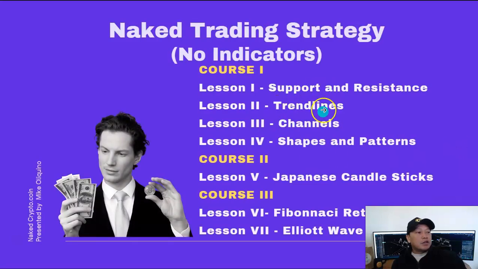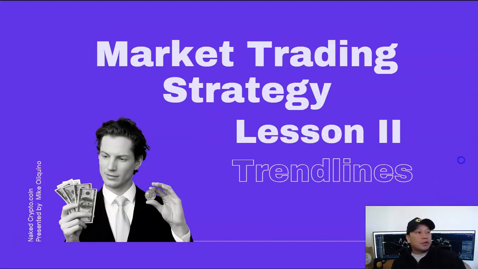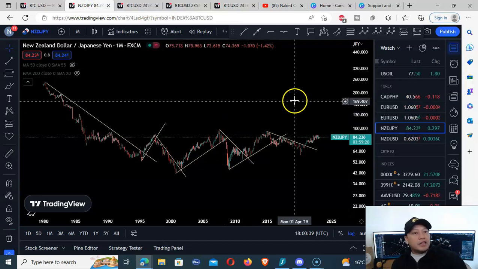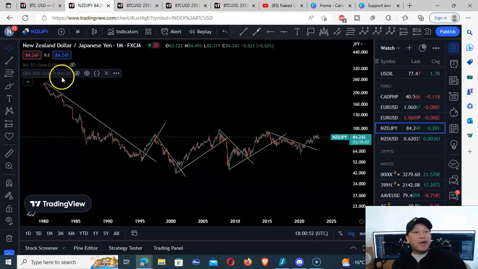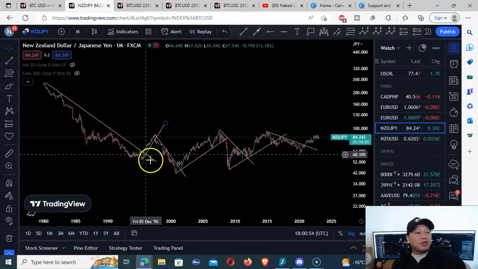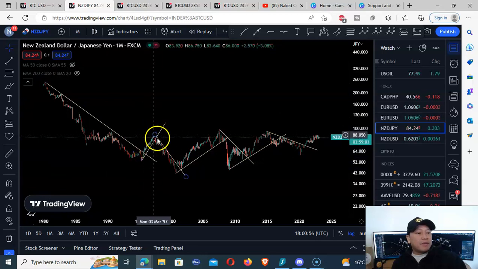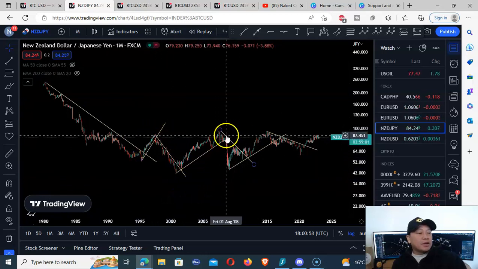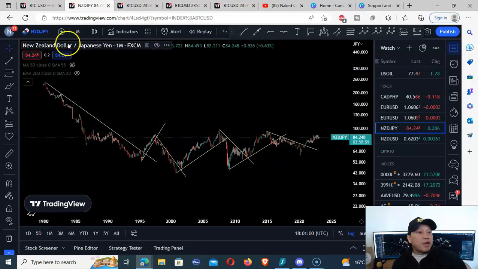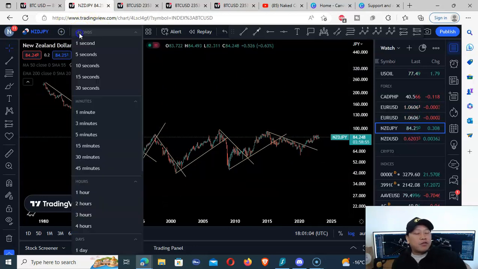So we are still on lesson 2, trend lines part 2. Last video we were on the monthly. We identified from high to low, from low to high, from high to low, low to high, stuff like that. So now we are on the monthly. How about on the daily or lower time frame?